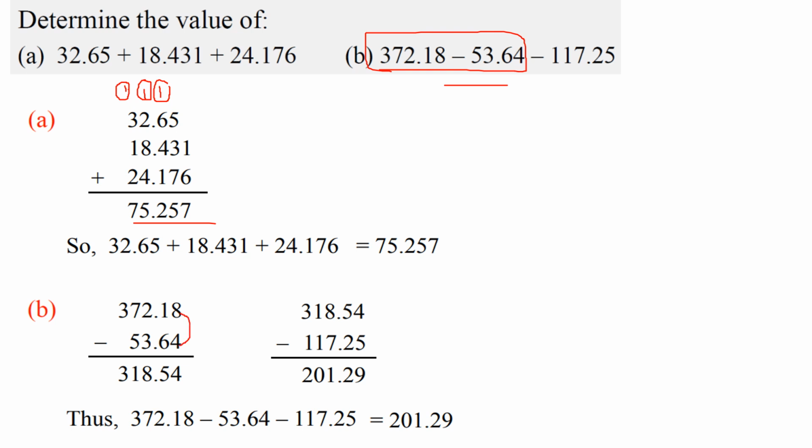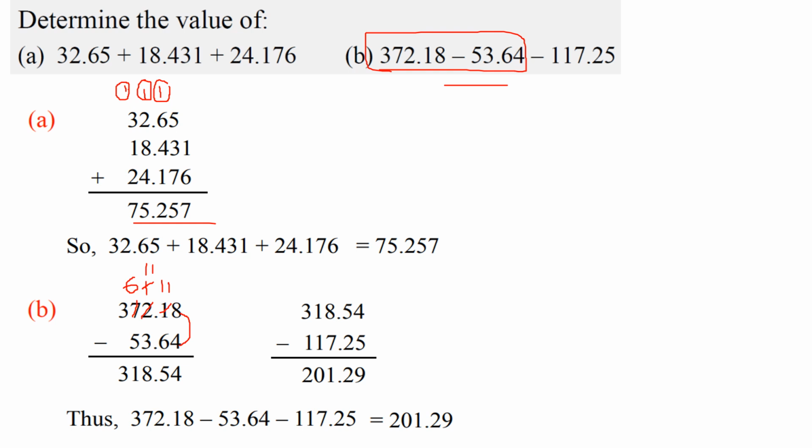8 minus 4 is 4. 1 minus 6: 1 is smaller than 6, so not possible. So we have to borrow from here. This will be 1 and this will become 11, because when you move to the right side, it is 10 times bigger. So 10 plus 1 is 11. 11 minus 6 is 5, and we keep the decimal point as it is. And 1 minus 3: again 1 is smaller than 3, so you borrow from the previous place, so it will be 6 and it becomes 11. 11 minus 3 is 8, then 6 minus 5 is 1, and 3 minus nothing is 3, so 318.54.